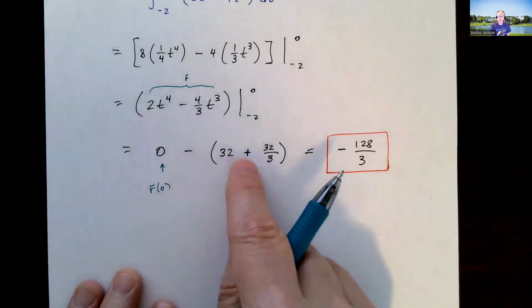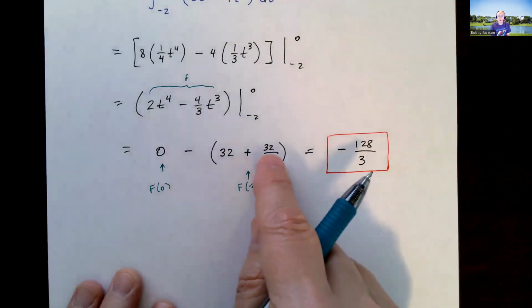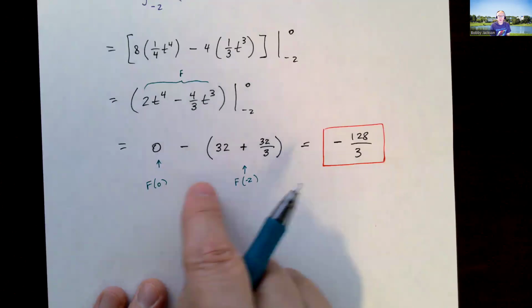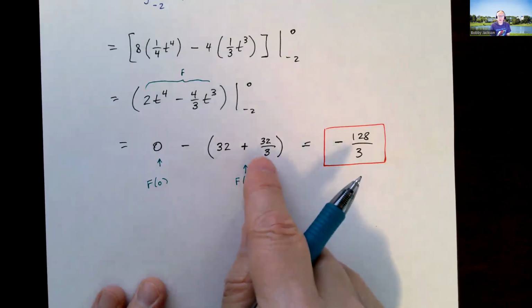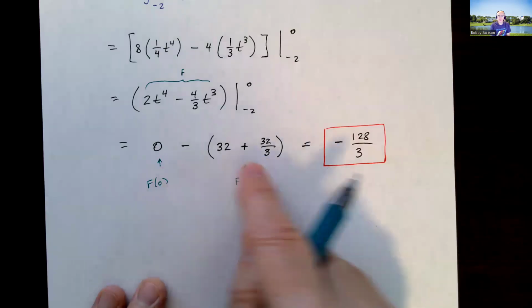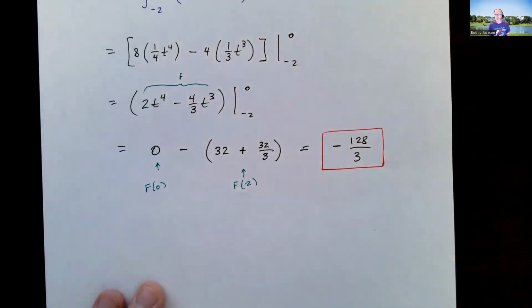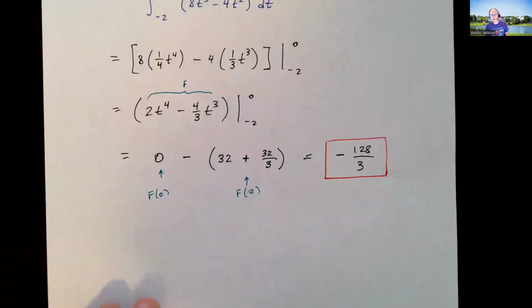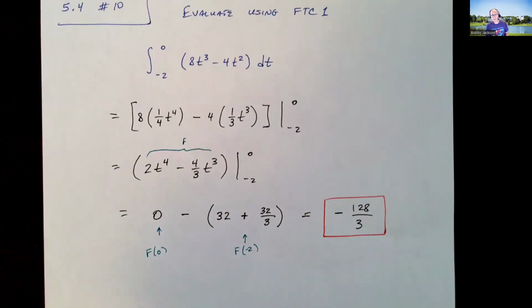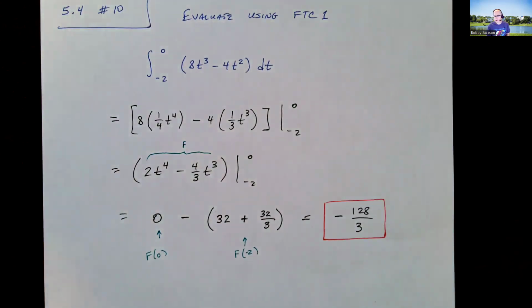Well, negative times negative is positive. 8 times 4 gives me 32/3. So cleaning this up, 32 plus 32/3 is 128/3, and 0 minus 128/3 is -128/3. So there's the answer, and I hope this is helpful and makes sense.